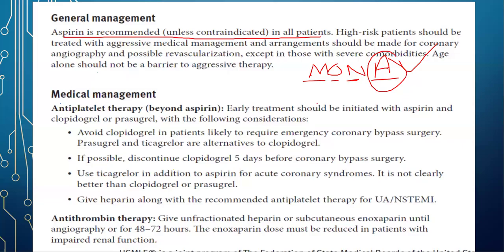Okay, so which one to choose in between? Say you have morphine, oxygen, nitroglycerin, aspirin in the options. Which one will you choose? You will always choose aspirin because aspirin can prevent further myocardial damage. So that's the most important medication. Okay.